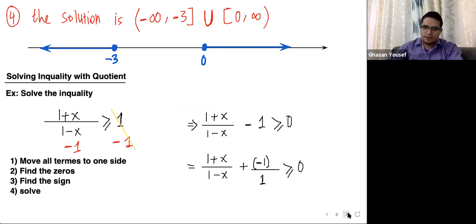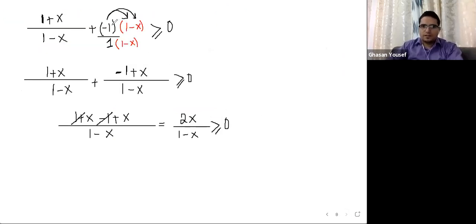So in the next slide, I distribute, because the denominators are not equal. So I multiply both of the denominators by 1 minus x, 1 minus x. Then I distribute the minus 1 inside the parentheses. Now we have, this is the second step.